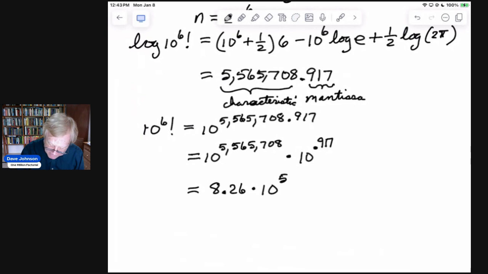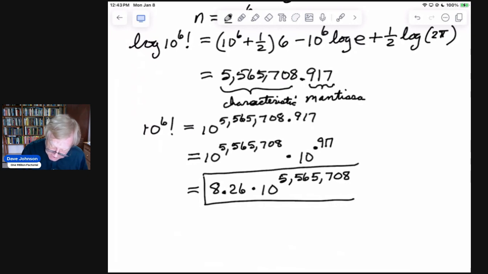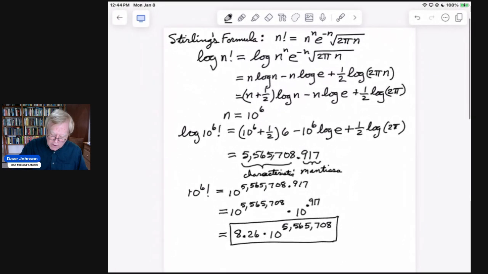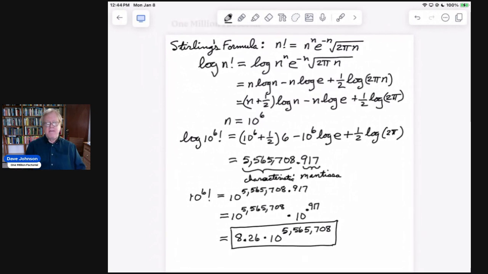times 10 raised to the 5,565,708. There's no way you could write that number exactly. Obviously, it would have over 5 million digits. And just as a final note, I tested Gosper's approximation, his improvement on Stirling's formula, and found that it did not disagree. In fact, it agreed completely with Stirling's formula for that value of n.